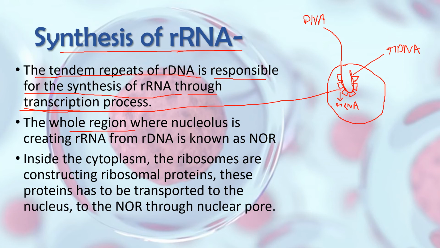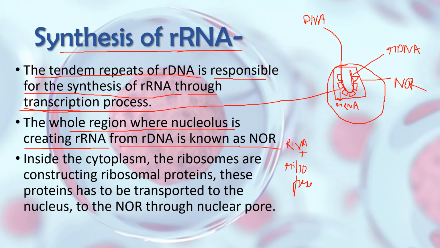The whole region where the nucleolus is creating ribosomal RNA from rDNA is known as NOR. So this particular region is known as NOR. We know that for a ribosome to form, we need RNA as well as what? We need RNA plus ribosomal proteins.